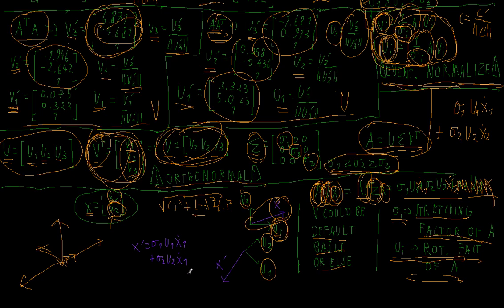And so at the end you get your rotated and stretched vector x, so x prime basically. So x prime will be sigma sub 1 times u sub 1 times the first component of my vector x, plus sigma sub 2 times u sub 2 times the second component of my vector x. There should be a 2 here. So that's the geometric meaning.